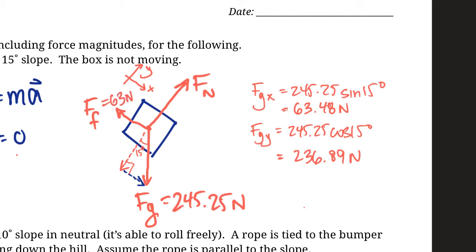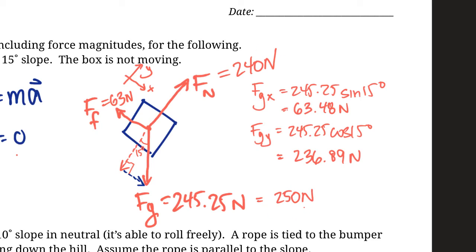Same thing happens for the y components. The y components have to cancel each other out. So this force component must equal the normal force. So that's just going to equal 236.89. I'm going to round to two significant digits, so it's going to be 240 newtons. And there we have it. Well, I can also round this one to actually 250 newtons if I round this one as well to two significant figures. So there's our free body diagram.